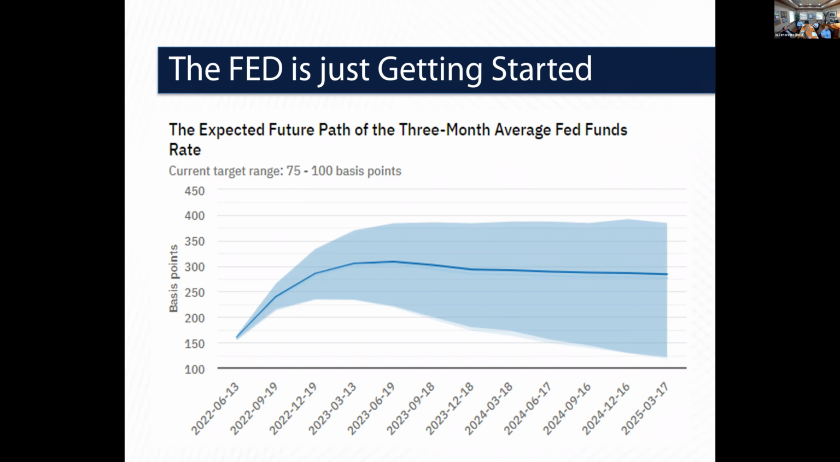And I think that's kind of a feature, not a bug. That's what the Fed wants. It's for the market to kind of do some of those moves for them. And maybe then they don't have to go as far as they initially said they were going to.